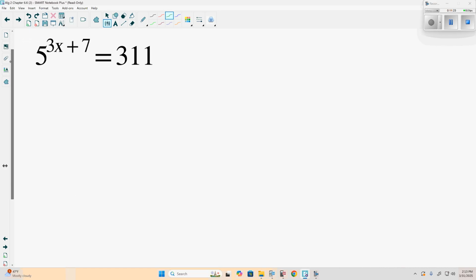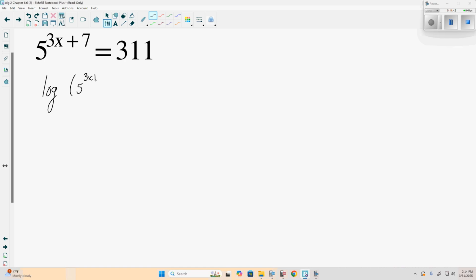5 to the 3x plus 7 equals 311. One term on either side. Even though we do have multiple terms in the exponent, that's fine. It's just one term, our 5. What base could we use for this here? 5.